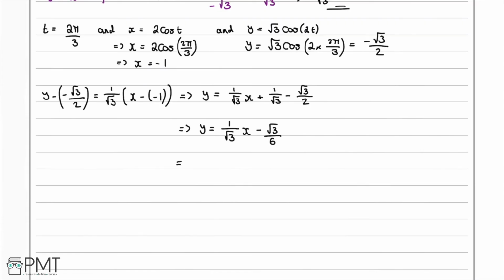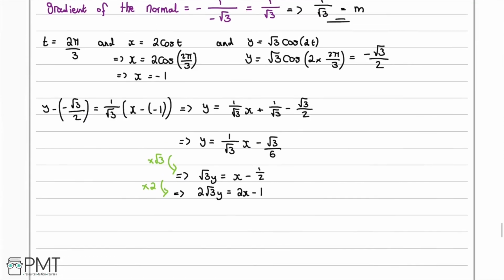So multiplying everything by root 3, we'll first get that root 3y is equal to x minus 1 over 2. We'll then multiply everything by 2. Just to remind, at this stage we're multiplying by root 3, and then at this stage we're going to multiply by 2. That will then leave us with 2 root 3y is equal to 2x minus 1.